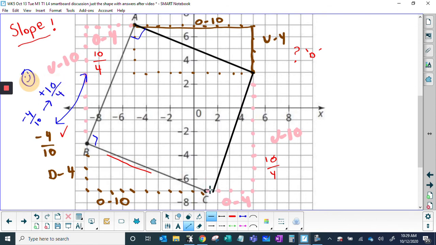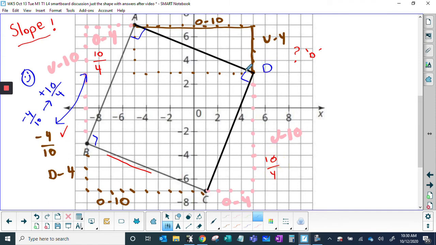Boom. Okay? Now, here's the beauty of what we just did. We just created a point such that it is 90 degrees, it is perpendicular. Okay? We can go all the way around.